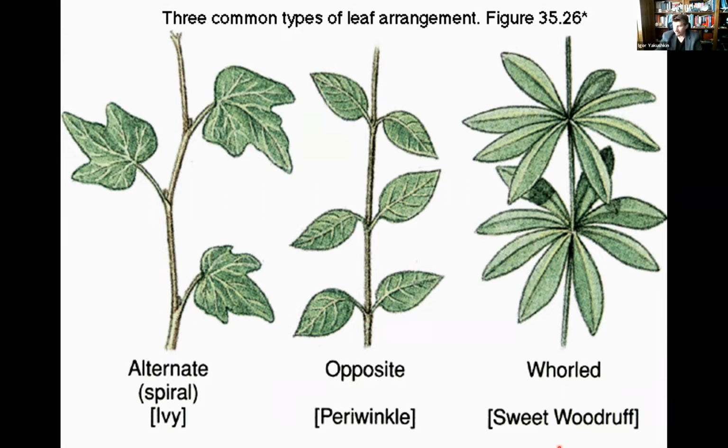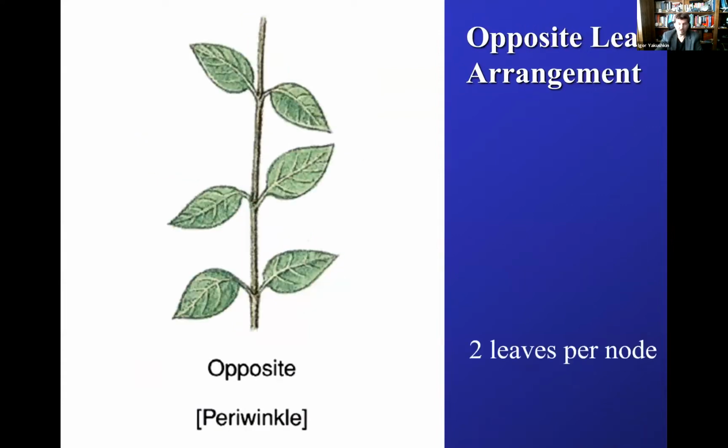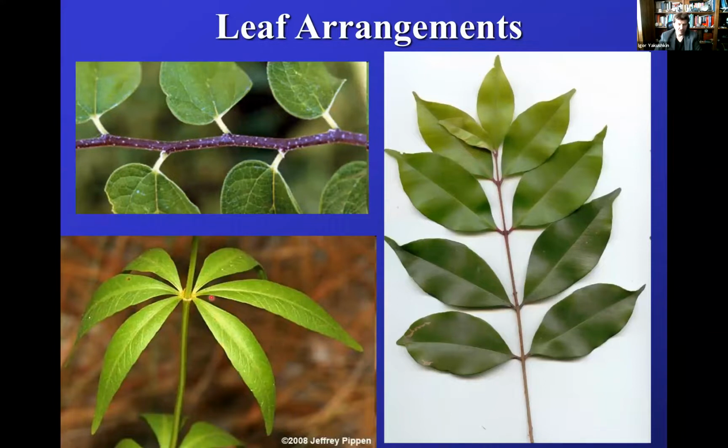Okay, so let's take a closer look. Alternate arrangement is basically 1 leaf per node, then opposite is 2 leaves per node, and then 3 or more leaves per node, we are talking about whorl. So in this particular case, the math in biology is relatively simple. 1 to many. So 1 is alternate, 2 is opposite, and more than 2 is whorl. All right, so here we go. Here are the actual examples: whorl, opposite, and then the alternate, right?